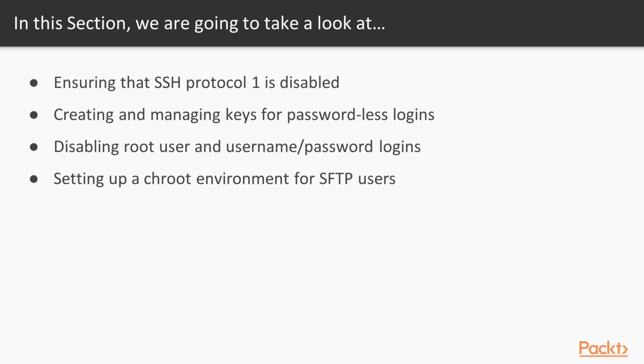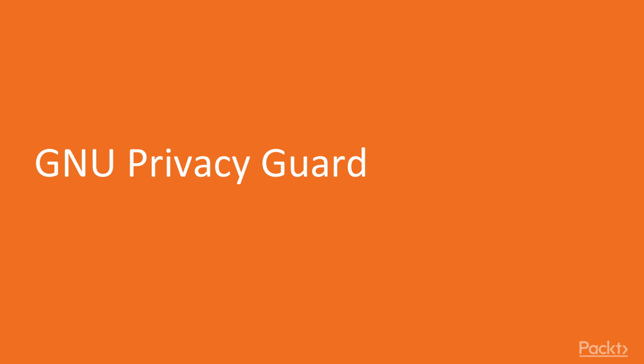ensuring that SSH Protocol 1 is disabled, creating and managing keys for passwordless logins, disabling root user login, disabling username password logins, setting up a chroot environment for SFTP users. Now we move on to the first video of this section that deals with GNU Privacy Guard.